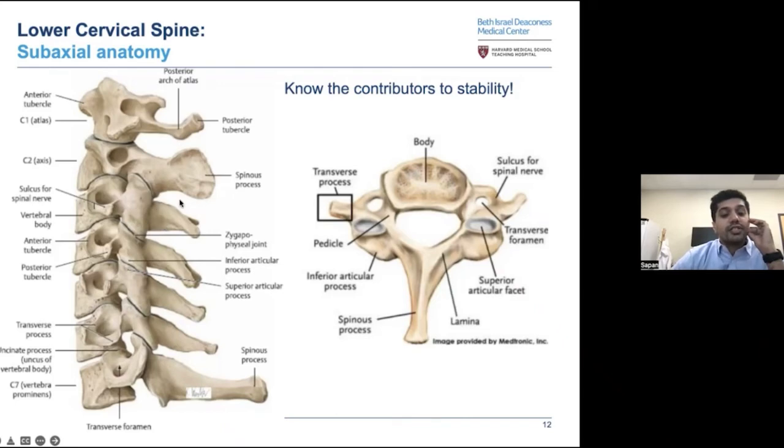You can see here, as far as the spinous process is concerned, C2, like we talked about before, is the first bifid, and that usually ends at C6. So from C2 to C6, you have bifid spinous processes.